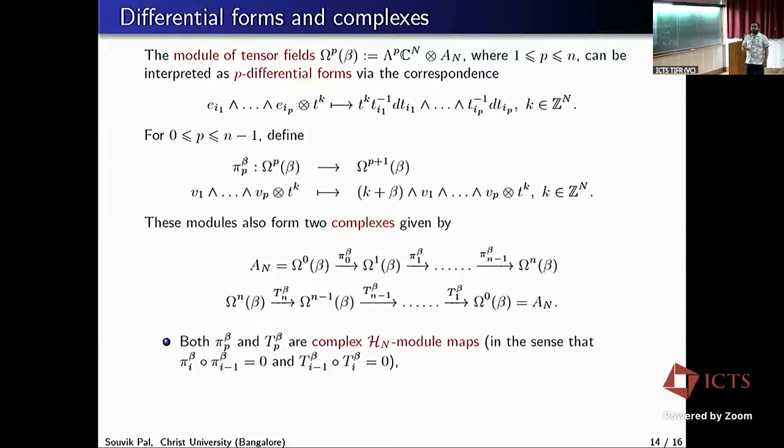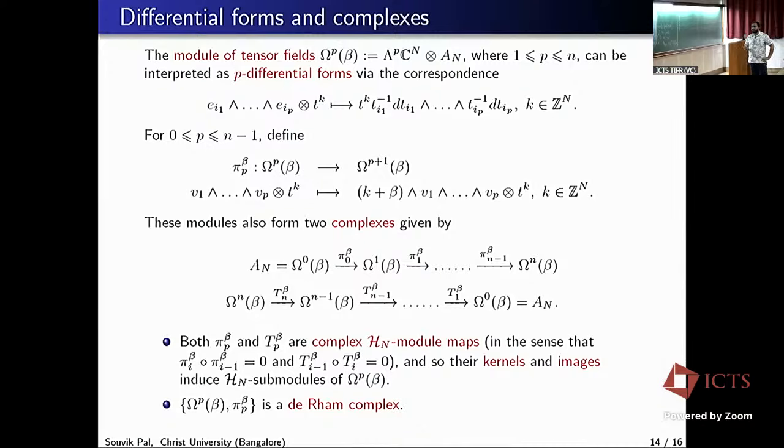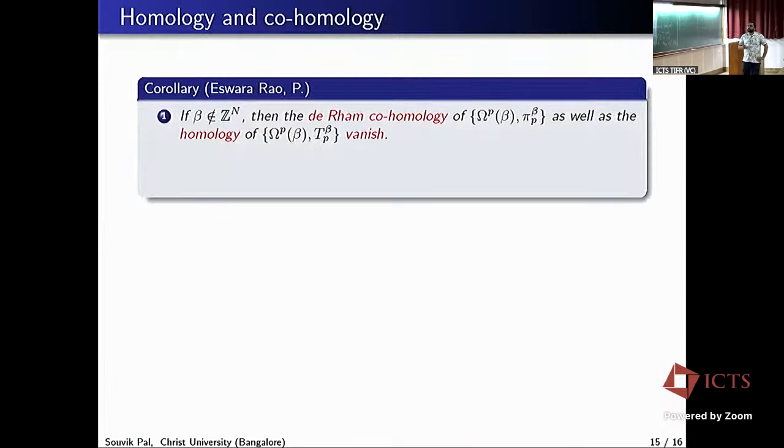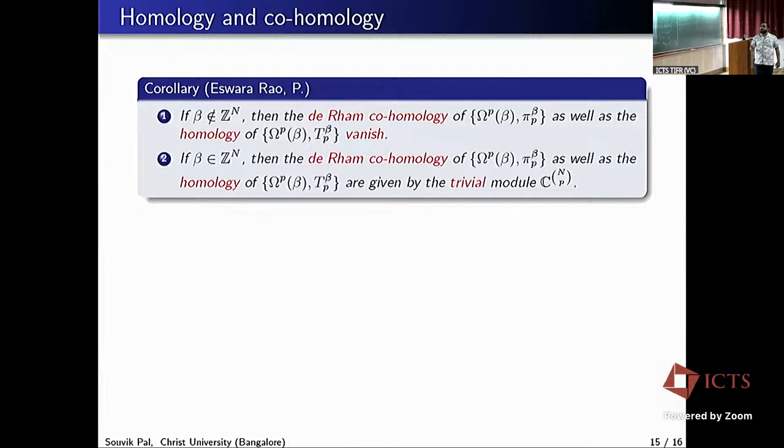And both of them are complex maps in the sense that their consecutive compositions are 0. And so their kernels and images naturally give rise to submodules. And more precisely, this first complex that I defined is actually a de Rham complex. So finally, we can compute the de Rham cohomology and homology, and if beta is not in Zn, they vanish. And if beta is in Zn, they are given by this trivial representation of this dimension.